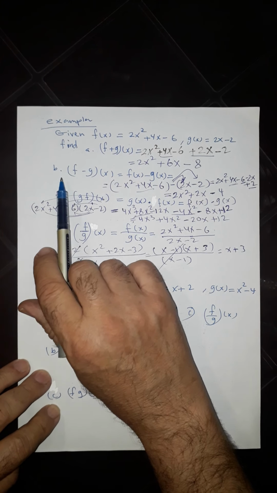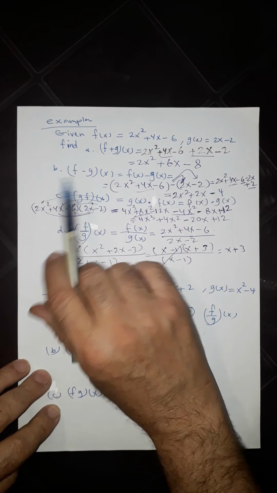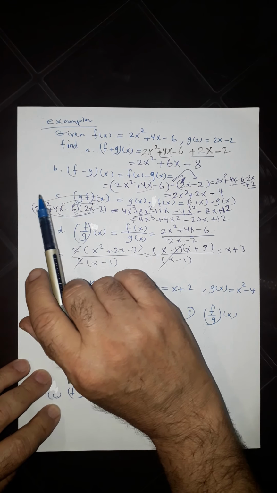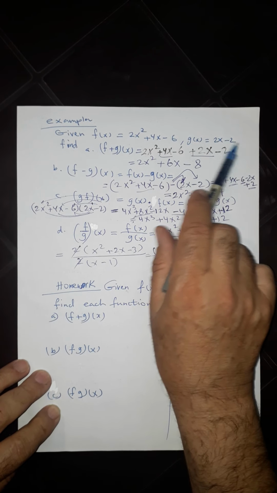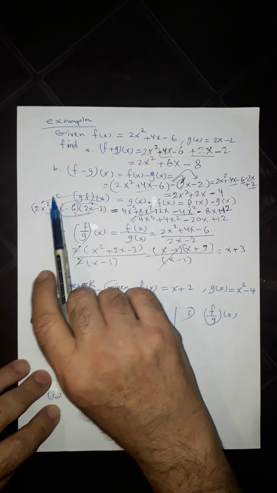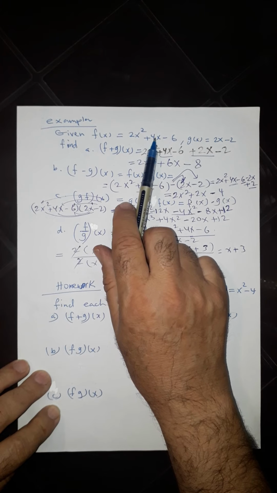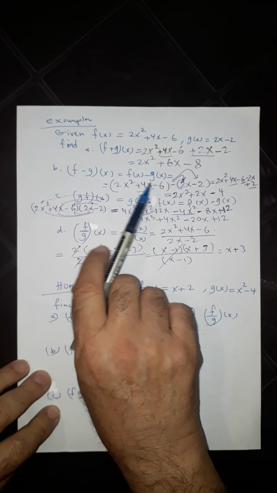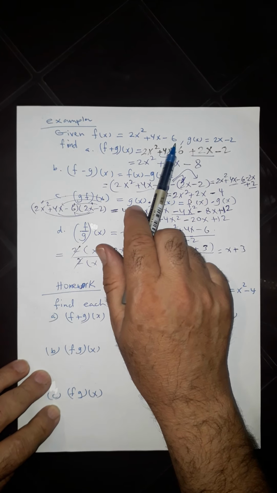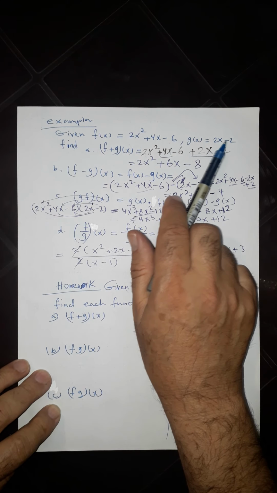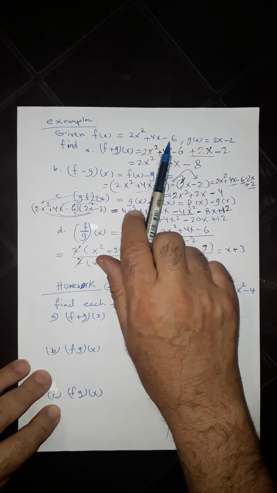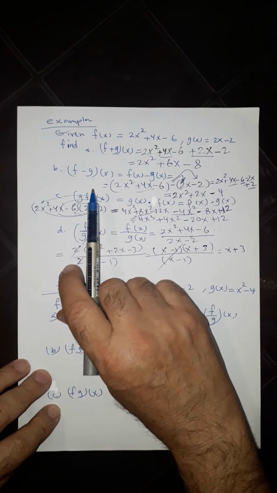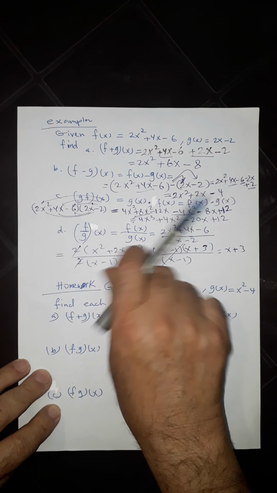Okay. What is f minus g of x? F of x minus g of x. You subtract. 2x squared, nothing has x squared, so 2x squared. 4x minus 2x is a plus 2x. Minus 6 minus, negative and negative 2, as you see. Negative and negative is a plus 2, so negative 6 plus 2 is negative 4.